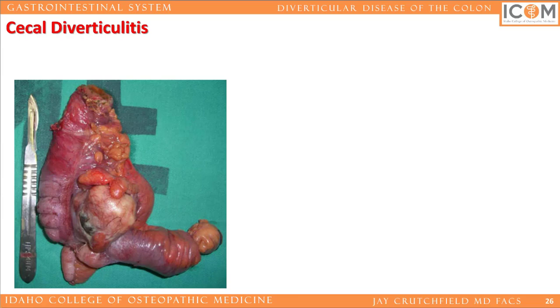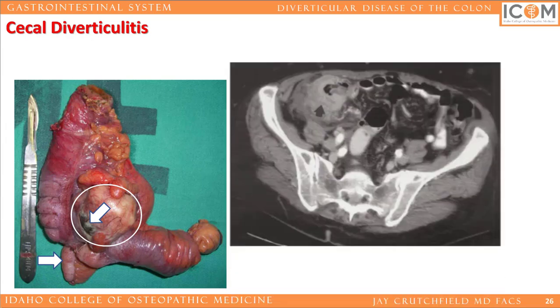As mentioned earlier, diverticuli can occur anywhere in the GI tract. Here is an excellent example of a large diverticulum with associated necrosis, the necrosis appearing at the junction between the terminal ileum and the cecum. The appendix can be seen too. The CT scan shows colonic thickening with haziness in the pericolonic fat consistent with cecal diverticulitis.